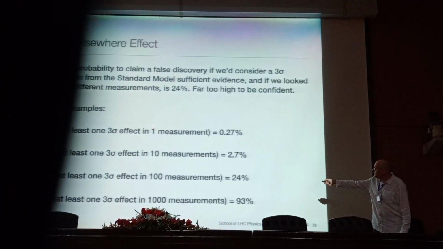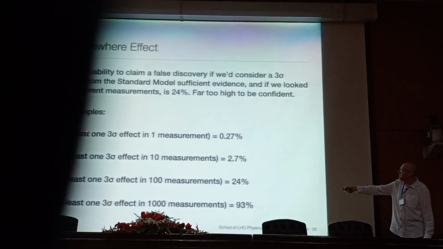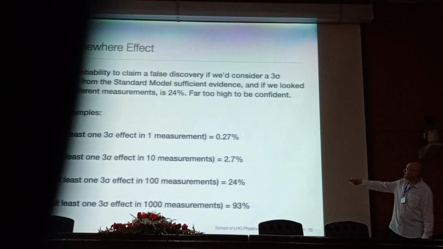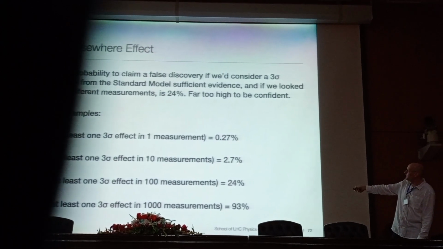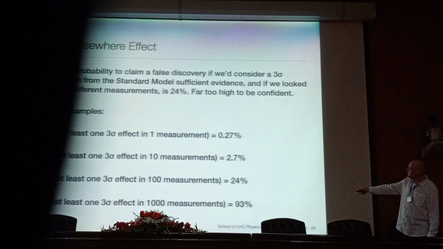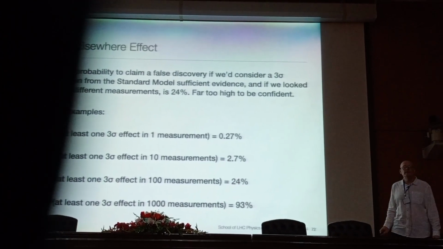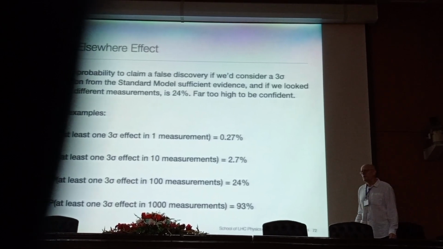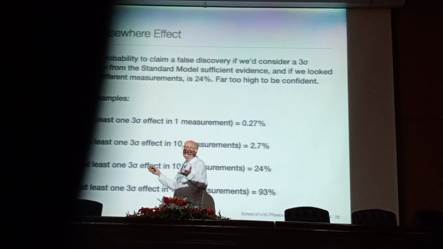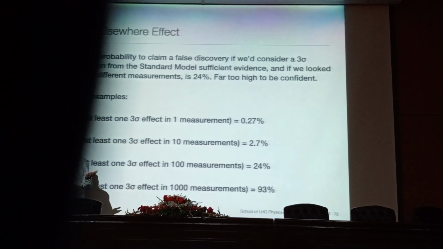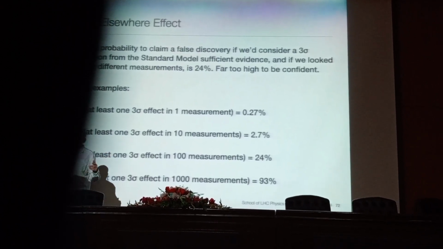Because it is important, I calculated a few more values for you. This is the first one we started off with, we have one 3 sigma effect of one measurement, that is this 1 minus 99.73%, so it's 0.27%, and 10 is 2.7%, in 100 it's 24%, and if you do 1,000 measurements, then it's 93%. So you can be guaranteed that somewhere in our field there's a bogus 3 sigma effect. It's really 3 sigma away, but it doesn't signify anything new, because surely we are doing more than 1,000 measurements in our field, right? There will be one or two.